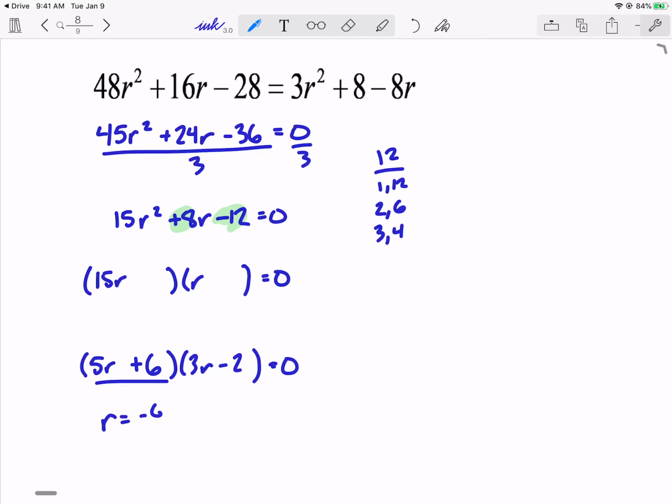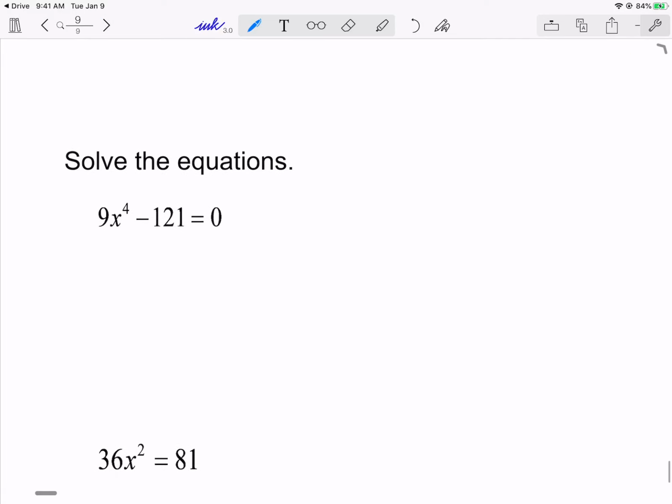First factor, I'm going to subtract 6, divide by 5, add 2, divide by 3. So hopefully you've been trying these on your own just so you can get that factoring practice, because I think once you've factored it, you notice these problems get very, very easy. Now I've got one that's a little bit different.